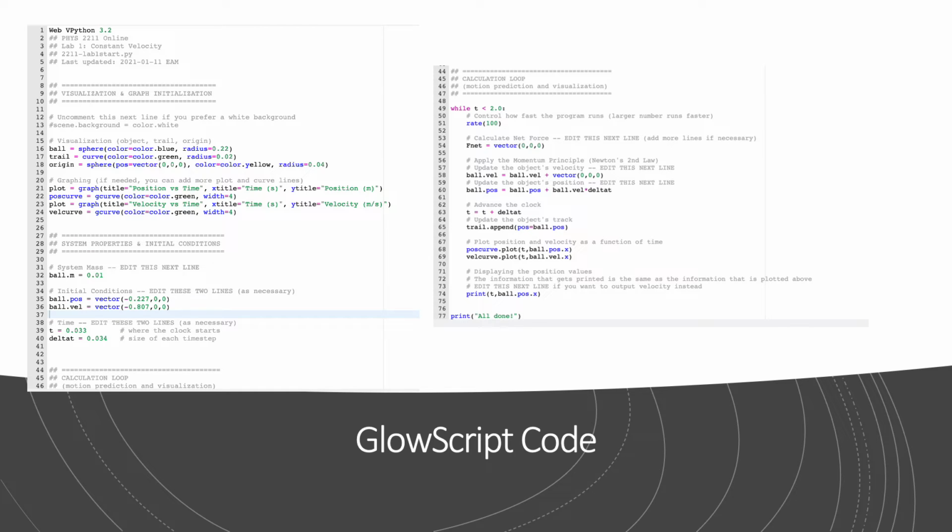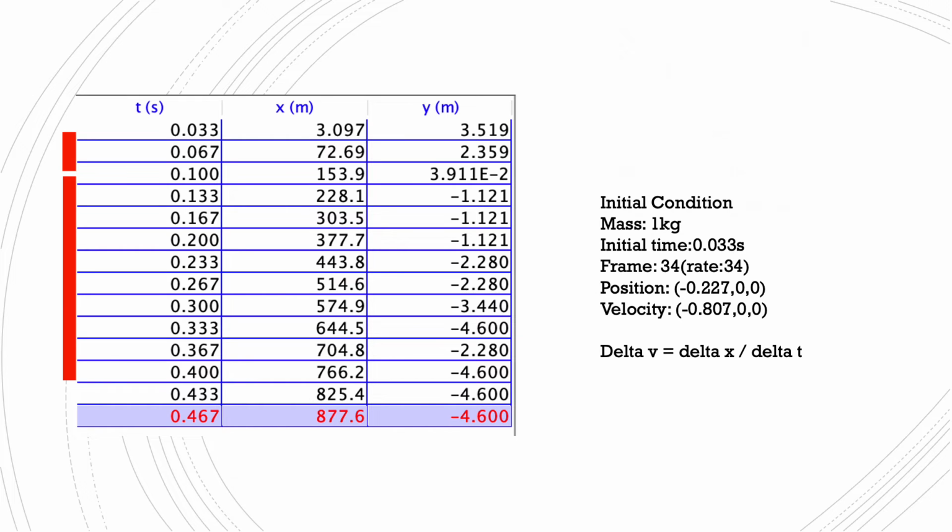These are the screenshots from my GlowScript code. I mainly just copied and pasted the starter code, but I changed the vectors for initial position and initial velocity in terms of my own experiment conditions. As I mentioned in the previous slide, I calculated the initial velocity by using the formula delta v equals delta x over delta t, and I applied the real numbers using the Tracker data table.